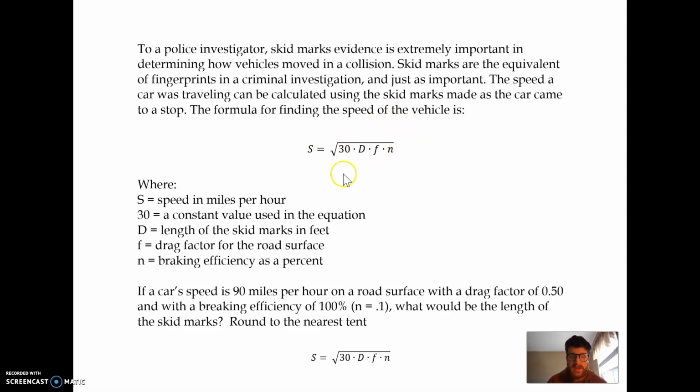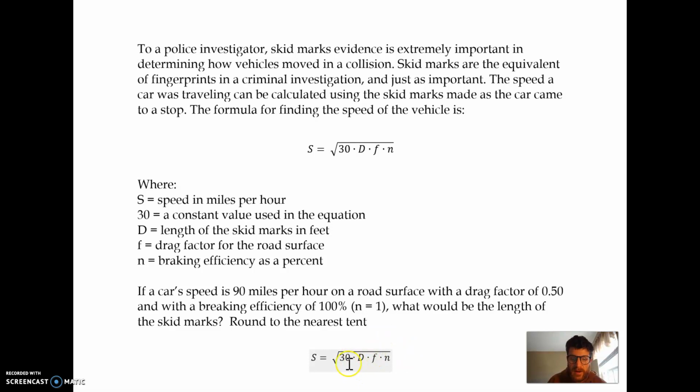Et cetera, depending on what variable you're looking for. So in this case, the problem is if a car's speed is 90 miles per hour on a road surface with a drag factor of 0.5 and with a braking efficiency of 100%, what would be the length of the skid marks? Well, I just noticed an issue. That should be just 1, not 0.1. Sorry about that.